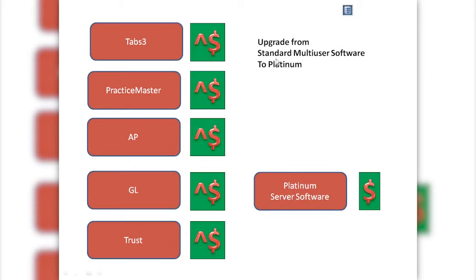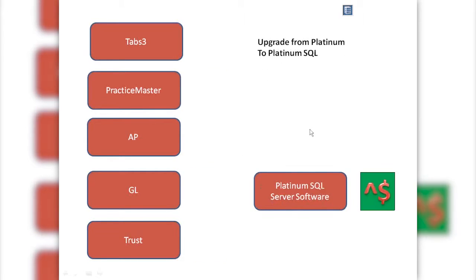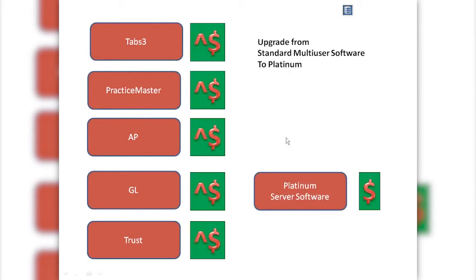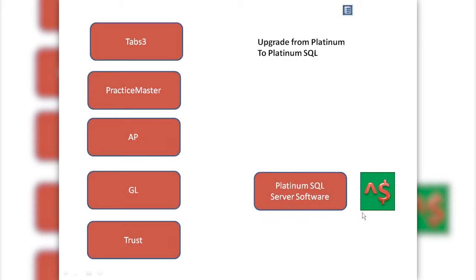What happens when you go from Platinum to Platinum SQL? The only thing that happens is you pay more money for the server software. So to reiterate, you have multi-user software and you go to Platinum, you're going to pay for a whole new program called the Platinum server software, and you're going to pay an upgrade price for each of the pieces of software that you currently have. If you already have Platinum and you go to Platinum SQL, then you simply pay an upgrade price for the Platinum SQL Server software.